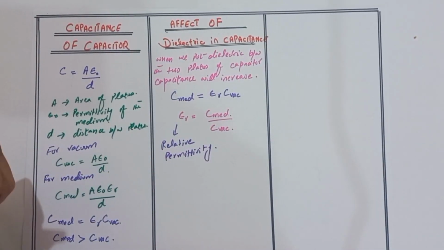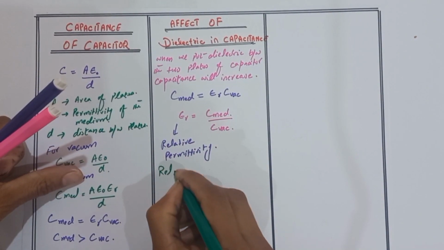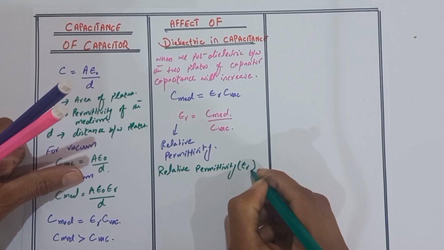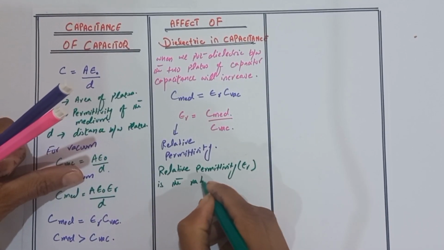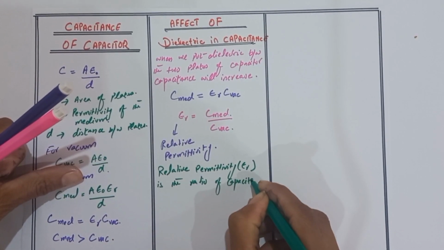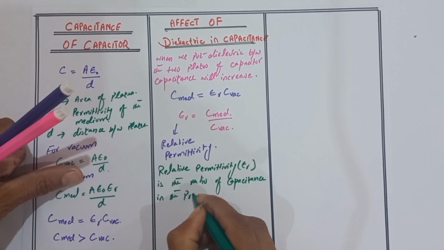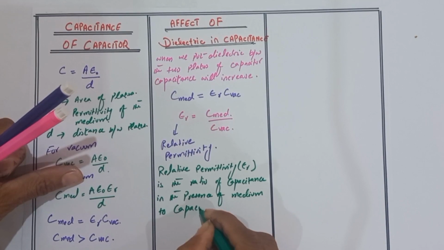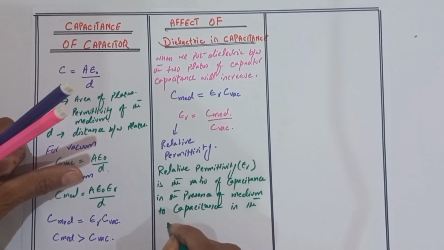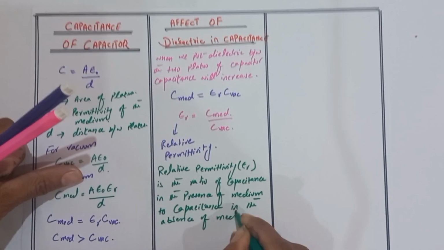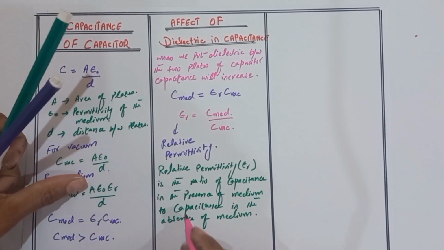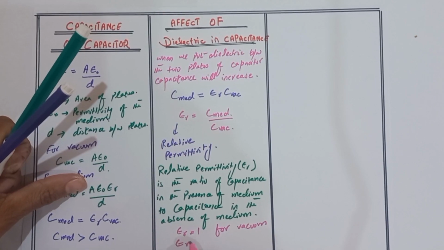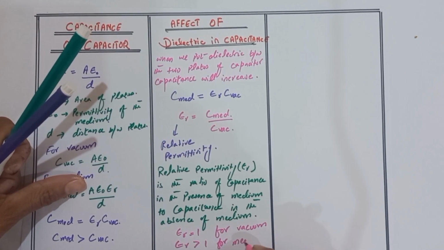What is relative permittivity? Relative permittivity, epsilon R, is the ratio of capacitance in the presence of a medium to capacitance in the absence of the medium. We can also say that epsilon R is equal to 1 for vacuum and epsilon R is greater than 1 for a medium.